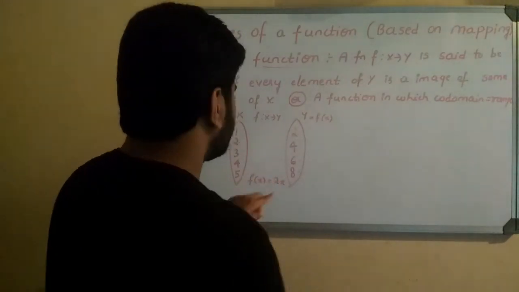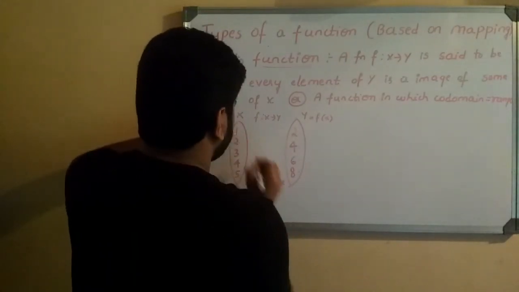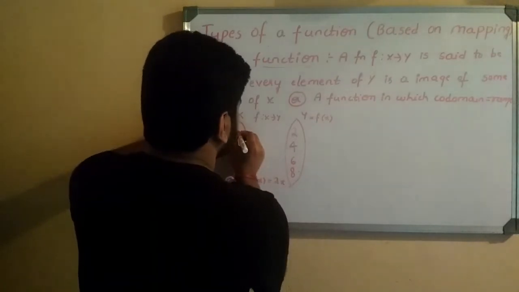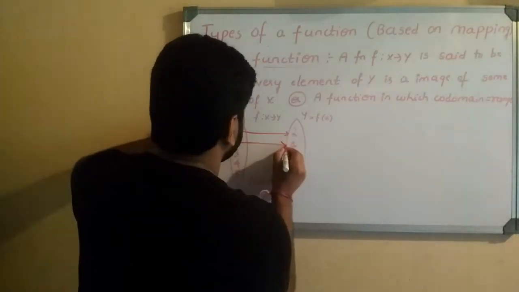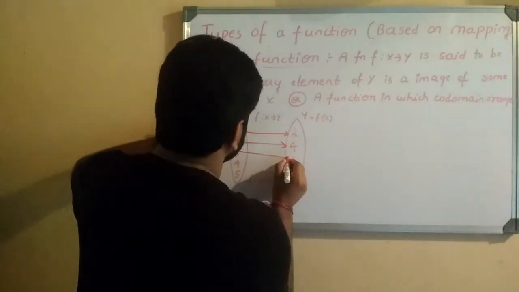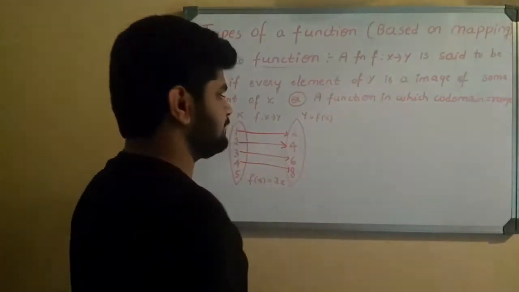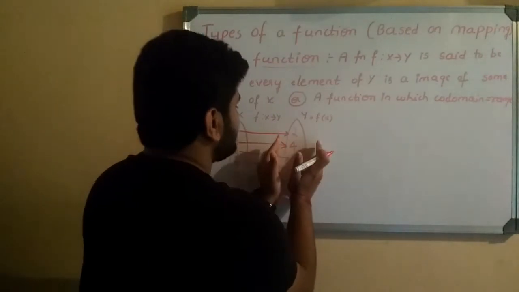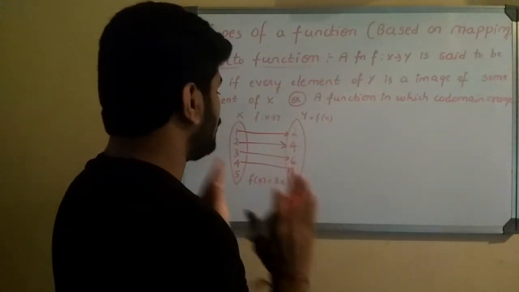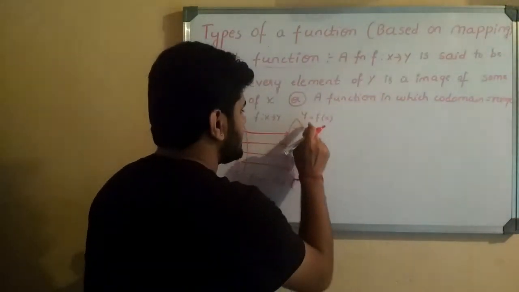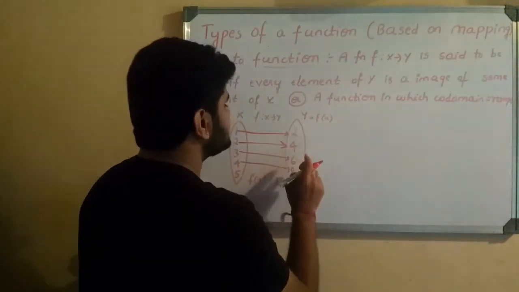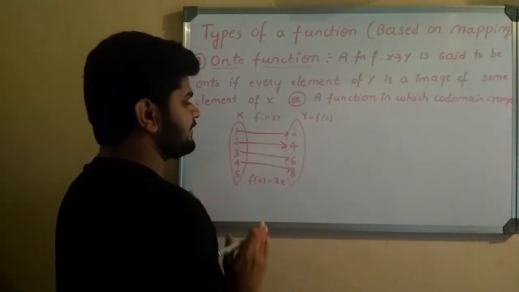is equal to 2x, then the mapping is, if you put 1, then 2; 2 into 2 is 4, 3 into 2 is 6, 4 into 2 is 8. So if the mapping is like this, then it is an onto function. Why? Because as per the definition, every element of y is an image of some element of x.